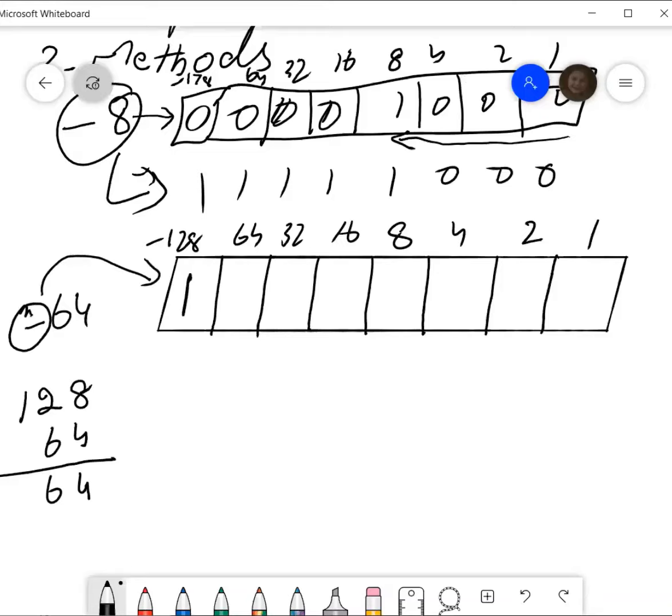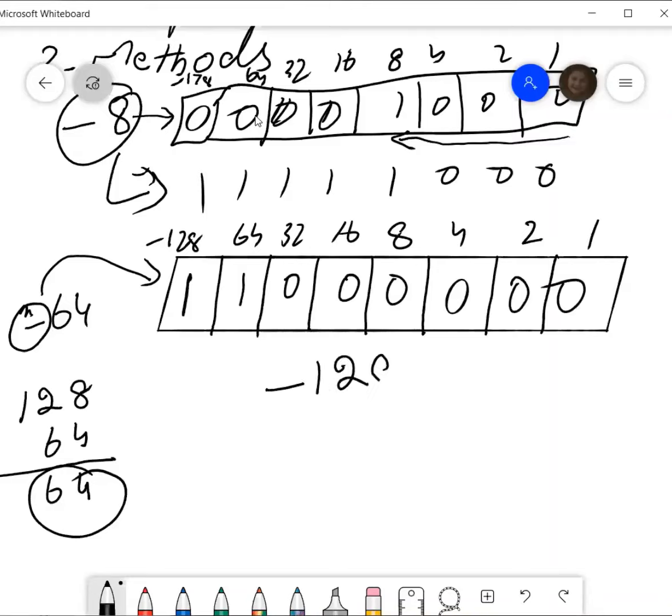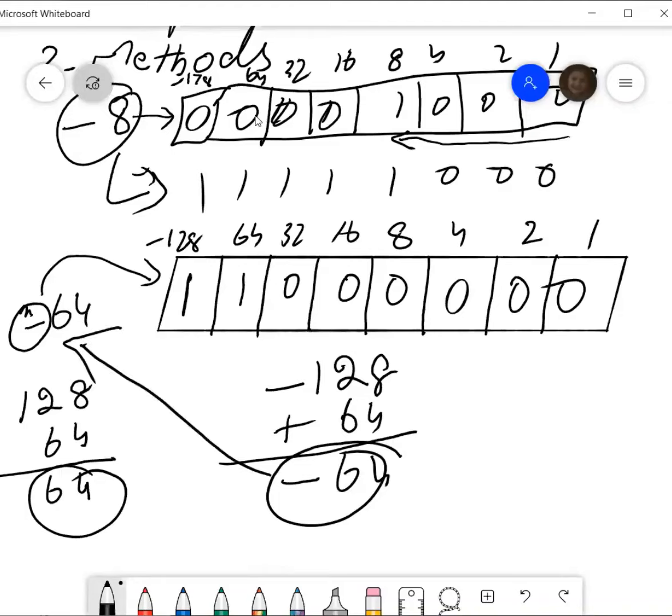Now, because it is a negative number, you switch on -128, and all those positive values which are to be switched on. Here only 64 is to be turned on. The rest you do not need to turn on. If you check, this will be -64: -128 and plus 64 gives -64, and that's what you wanted to display. This is the quickest and easiest method, but as CS students we should know all of these.